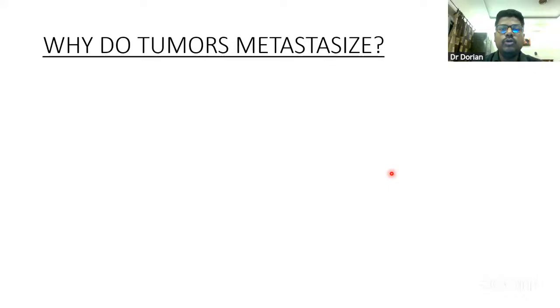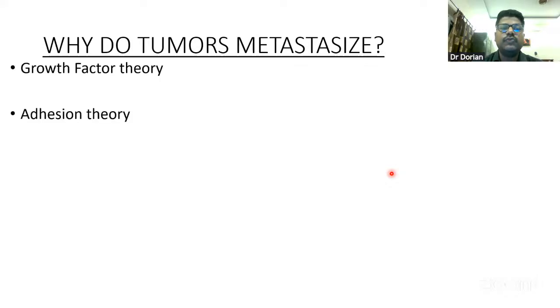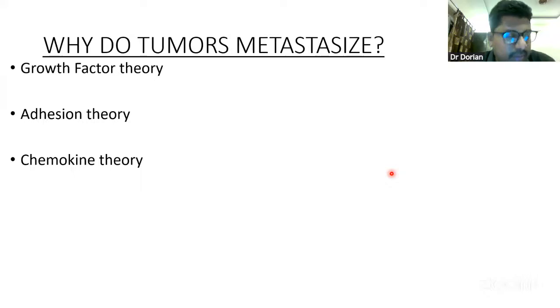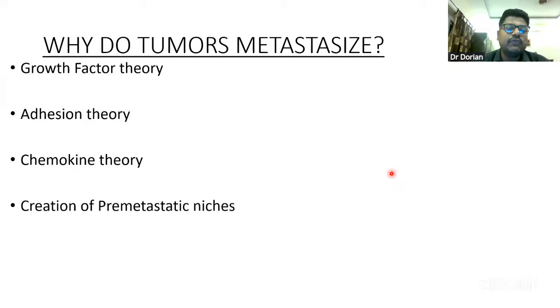So why do tumors metastasize? There are multiple theories given in the book. Growth factor theory, adhesion theory. Yes, very good. 12 is the minimum number of lymph nodes to be removed in a colon cancer. Very good. You guys have all prepared very well, I hope. I'm happy to see it. Adhesion theory, chemokine theory, and creation of pre-metastatic niches. All these are factors given for metastasizing of tumors.